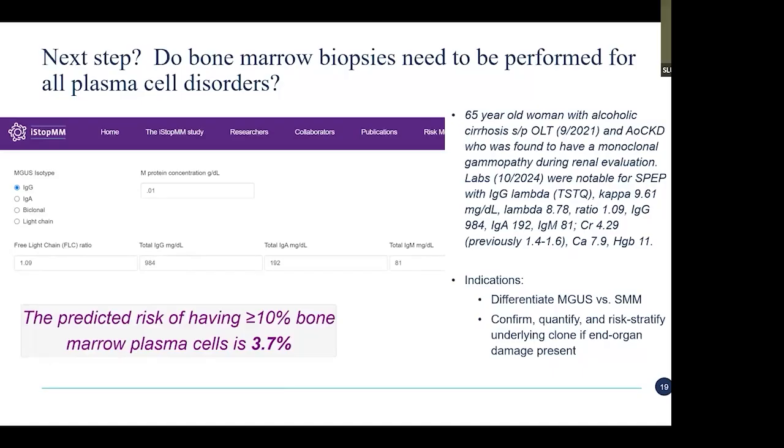And so plugging in the numbers for this case, for example, the probability that this person would have had a bone marrow that was greater than 10% was only nearly 4%. So for this person, we don't necessarily need to do a bone marrow biopsy because probably this person does not have significant plasmacytosis in the bone marrow. The only real reasons that we would do a bone marrow biopsy is to differentiate, again, MGUS versus smoldering myeloma. And then if we actually have end organ damage that is confirmed or suspected, then we need to do a bone marrow biopsy to confirm, quantify, and risk stratify the clone.